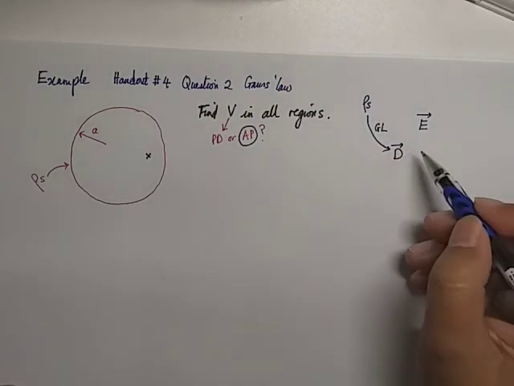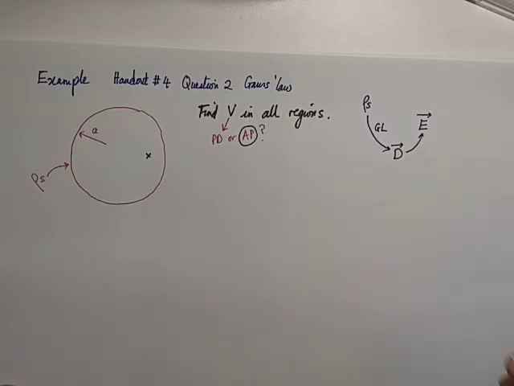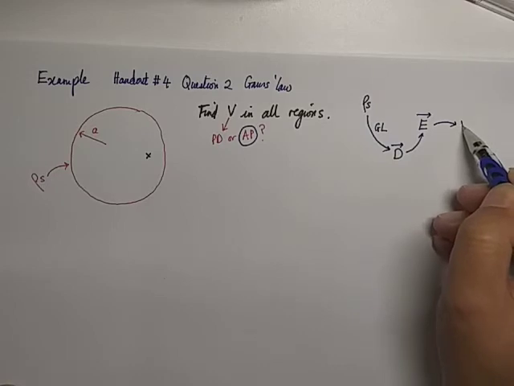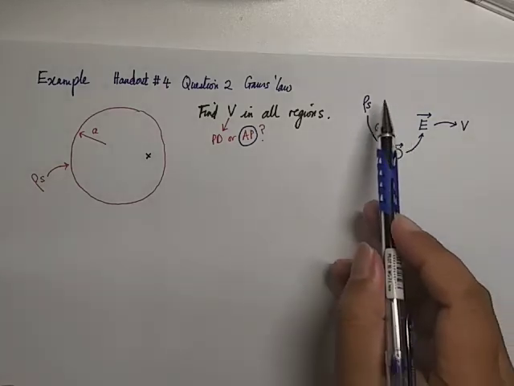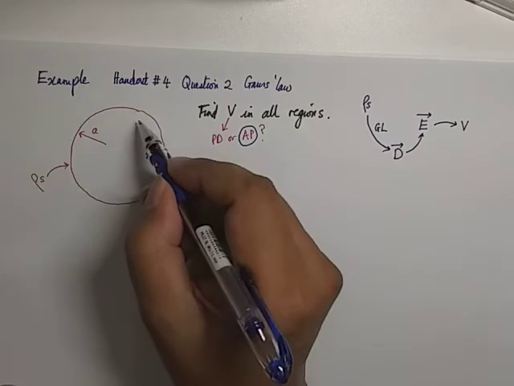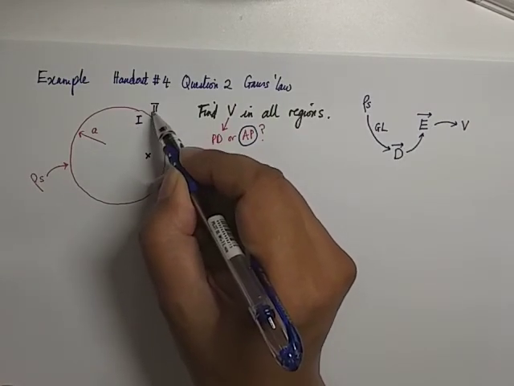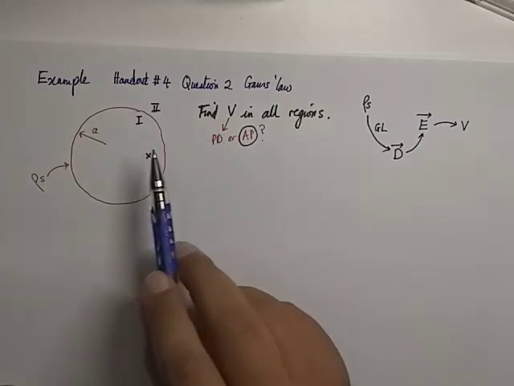So therefore, from Gauss' law, the D I'm going to convert to the E, and then from the E I'm going to find my V. That should be my plan to solve this problem. In order for me to use Gauss' law, most of you still recall there are 2 regions, region number 1, region number 2. Therefore, my solution of V is also based on region.